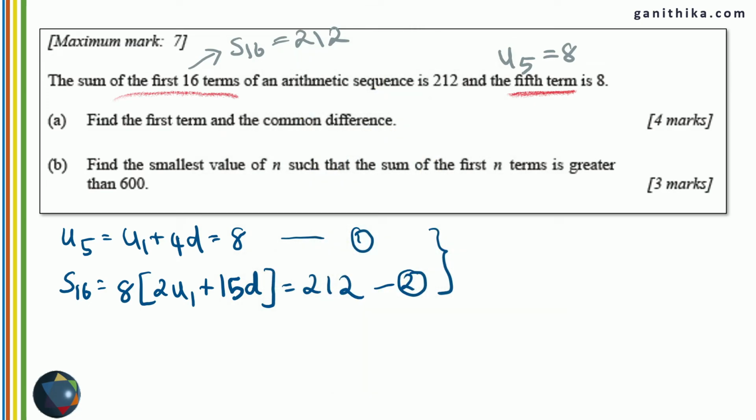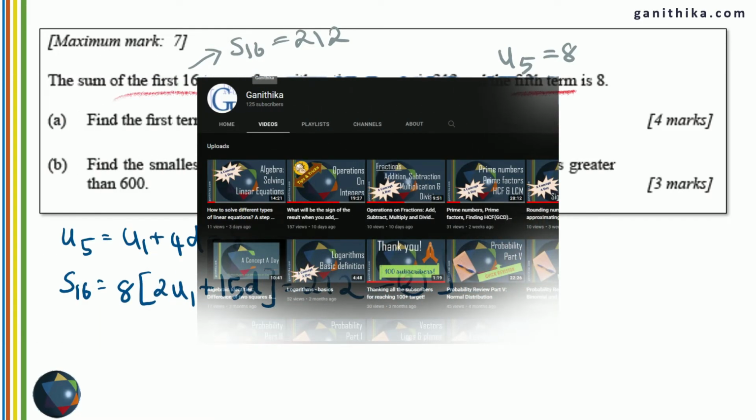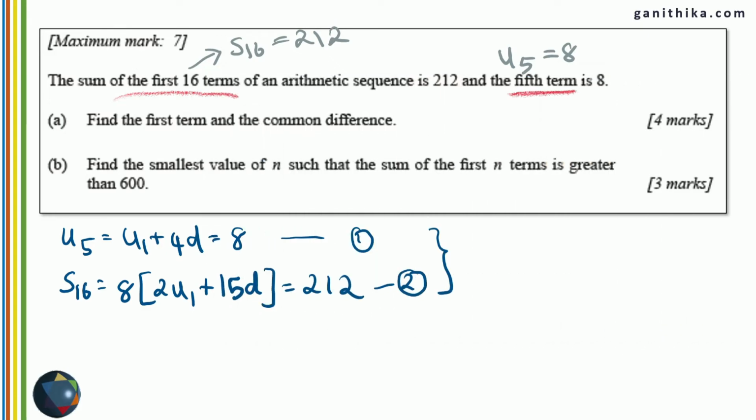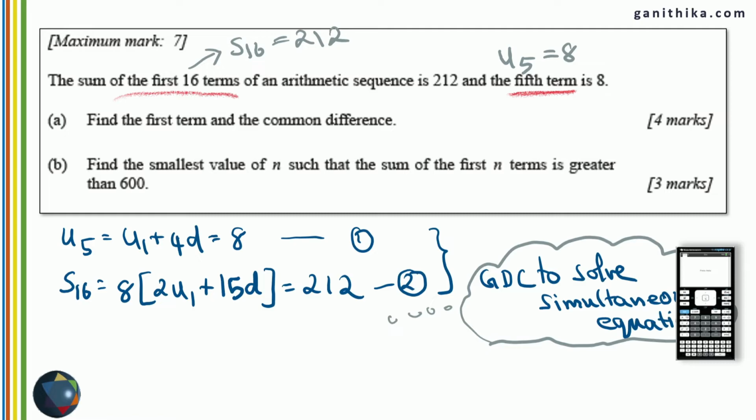If you are not confident solving simultaneous equations, there are two videos on this channel, and the links for these videos are given in the description box below, and you can watch those videos for learning more about solving simultaneous equations. Now let's proceed with this question. So solve this simultaneously, but not by hand, using the GDC. Use the GDC simultaneous equation solver from the algebra menu. Solve this and you can immediately get the values for D and U1.